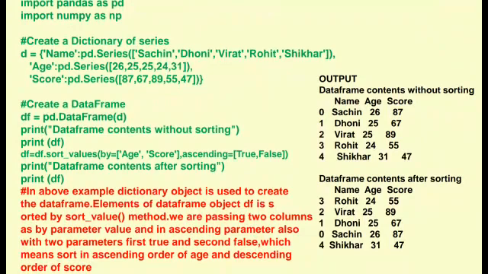Name, age, score, and 0, 1, 2, 3 is the index. In the name column names, in the age column ages are there, and in the score column scores are there.